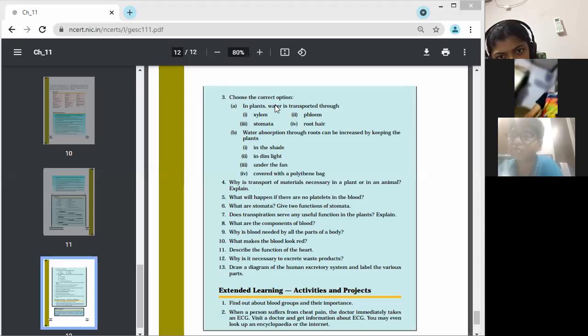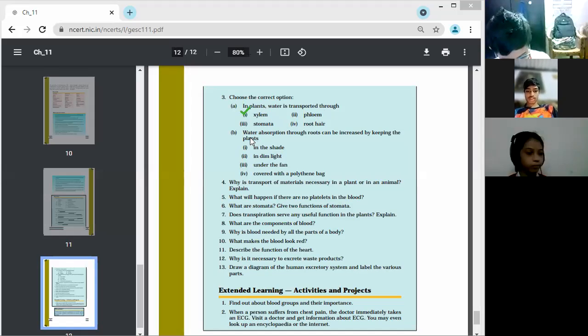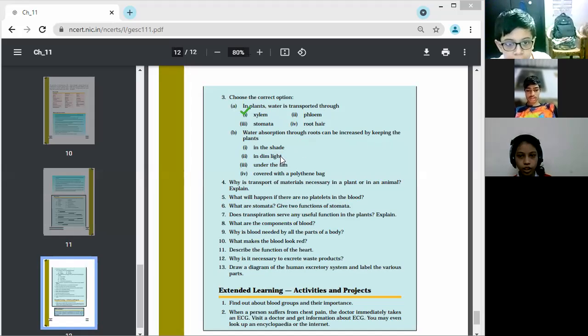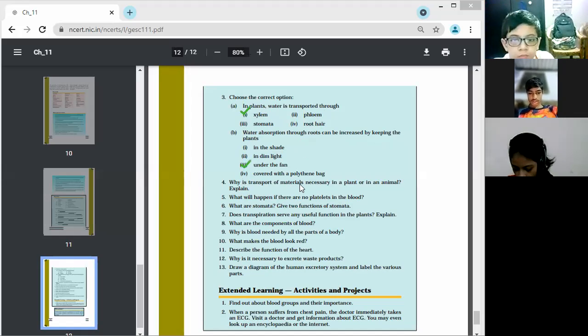Okay. Question number 3. In plants, water is transported through xylem. Part B: water absorption through roots can be increased by keeping the plant under the fan. Okay.